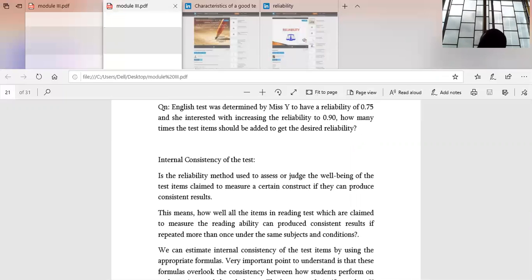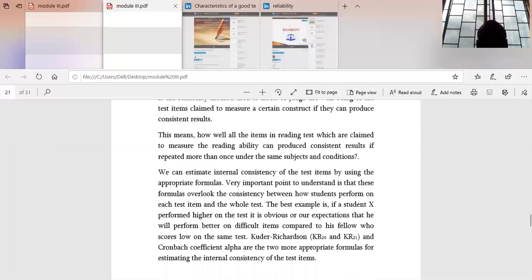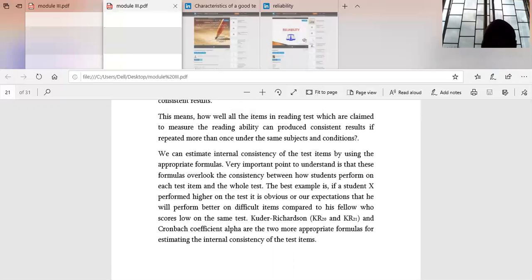So your test aims at the issue of reading ability. If you provide that same test several times, it will bring the same results. That is what we call internal consistency. And there are formulas to calculate the internal consistency of the test. Either we use Kuder-Richardson, where we have two formulas, KR20 and KR21, or Cronbach's coefficient alpha. Those are the formulas we can use to calculate consistency of the test.